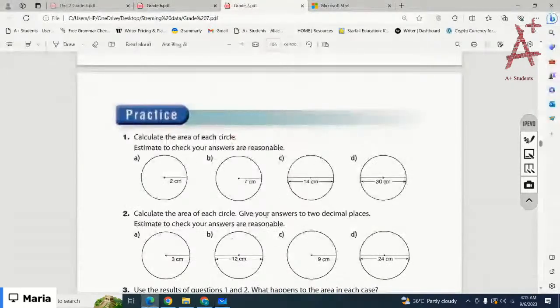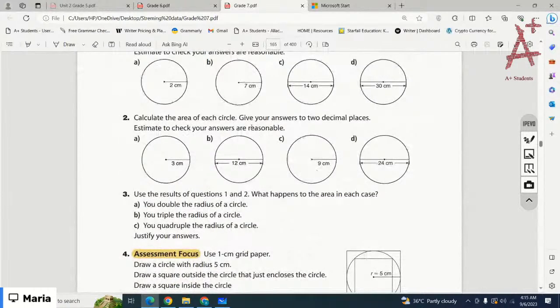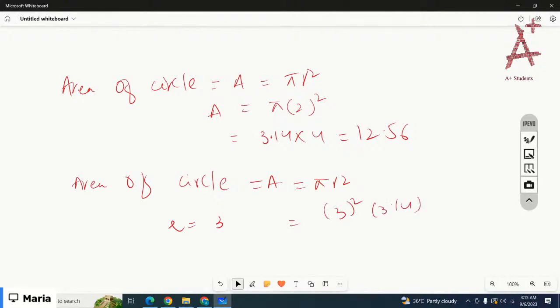Let's start with the next question. Calculate the area of each circle. Give your answer to two decimal places. The first one has radius 3. We know that the area of a circle is A equals pi r square. The radius you are given is 3, so let's put in the value: 3 square and 3.14. Let me use the calculator. 3 square is 9, and 9 times 3.14 is 28.26. So the area of the circle with radius 3 is 28.26.